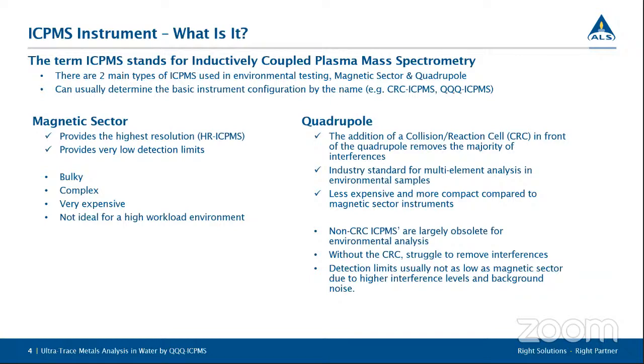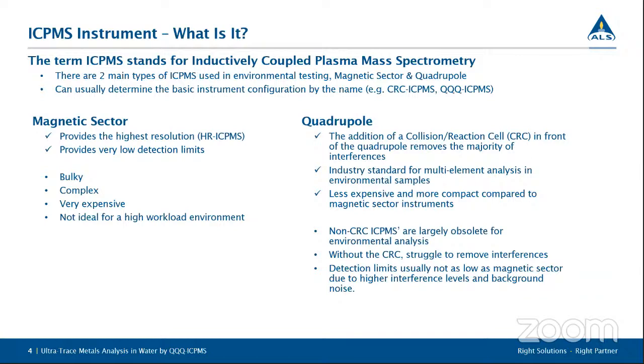Magnetic sector ICPMS instruments are often referred to as high resolution ICPMSs due to their ability to separate or resolve analyte signals from interfering signals. So they usually offer, or traditionally have offered, the lowest detection limits that you can get. This is accomplished through the use of a fairly large electromagnet. The magnet alone weighs about 50 kilograms and is the size of a piece of carry-on luggage in an airplane, when we used to be able to fly on airplanes.